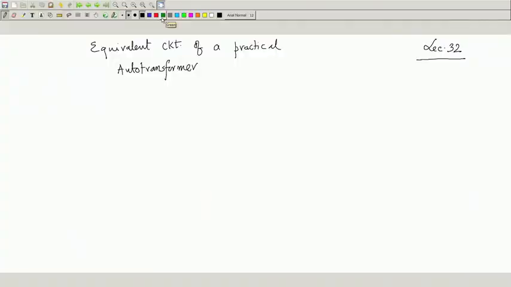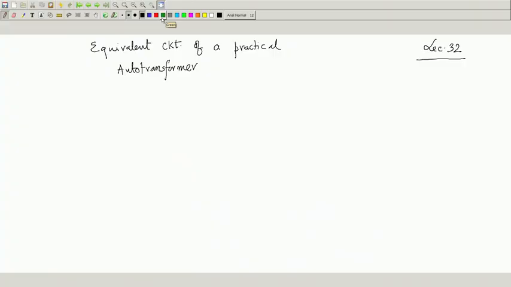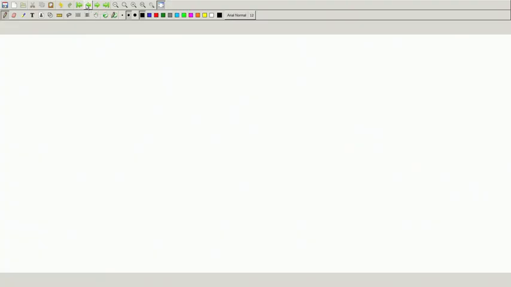So, welcome to the next lecture on Electrical Machines 1, and we have been discussing the equivalent circuit of a practical auto transformer. This equivalent circuit, when compared to a two winding transformer, is somewhat difficult to obtain, and that is why we were discussing how to get it.